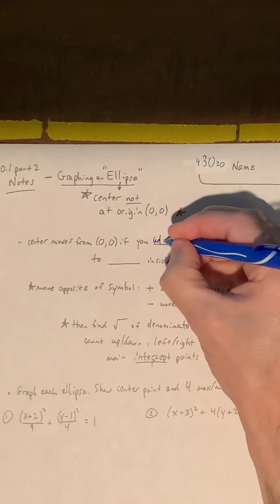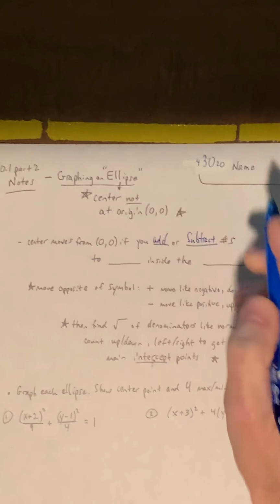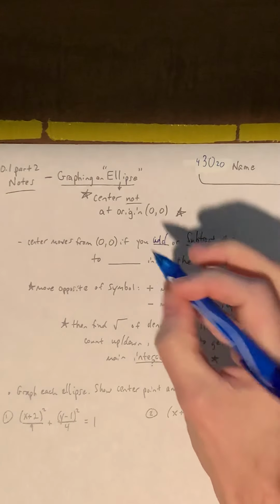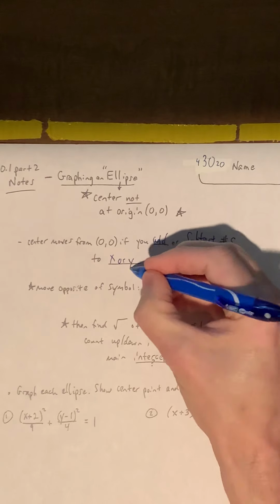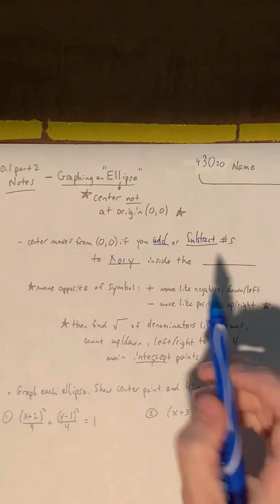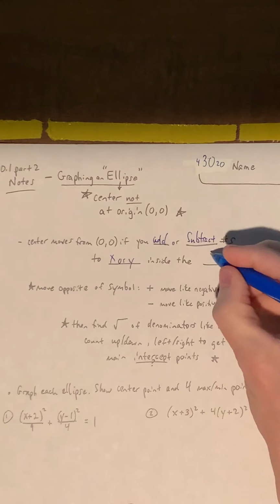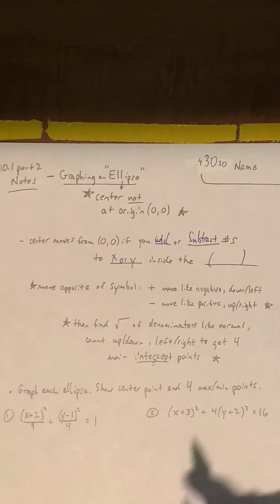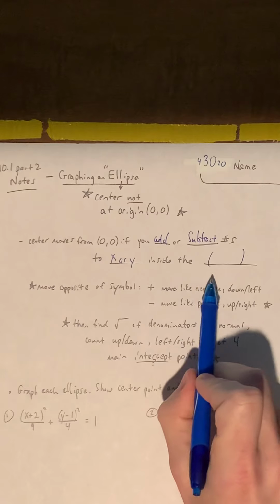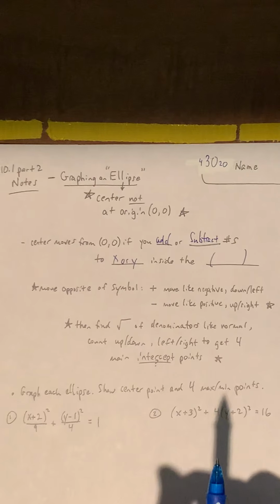If you add or subtract any numbers to x or y, because remember in these equations, y isn't isolated, y and x are on the same side of the equation and it equals 1 on the other side. But if you add or subtract numbers to either x or y inside the parentheses, that is going to cause it to shift left and right, a horizontal shift, okay? Just like we've seen in equations before.